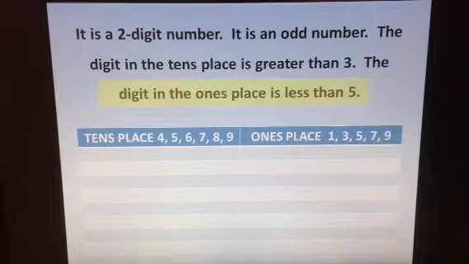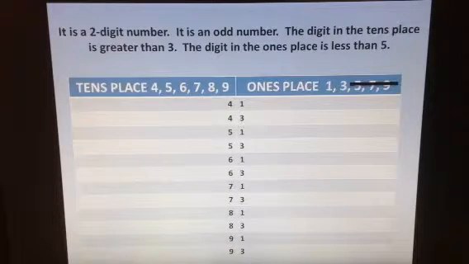Lastly, the clue says the digit in the ones place is less than 5. So I need to cross out some of those digits I wrote in the ones place. I'll cross out all the digits that are not less than 5. Here I've crossed out those digits and I've made my list of all the possible numbers that fit these clues.